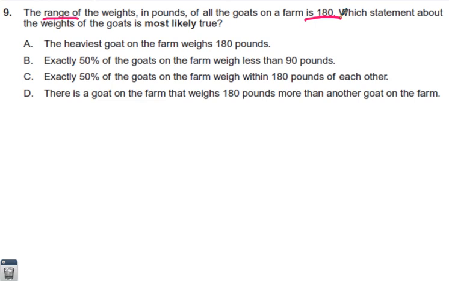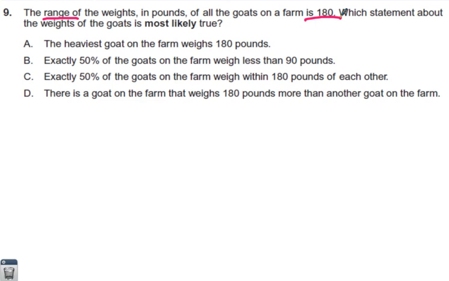But in this context, the word range means the difference between the smallest number in the data set and the largest number in the data set. So I guess the difference between the heaviest goat and the least heavy goat is 180. In multiple choice questions like this, you have to go through all of the choices and check each answer.